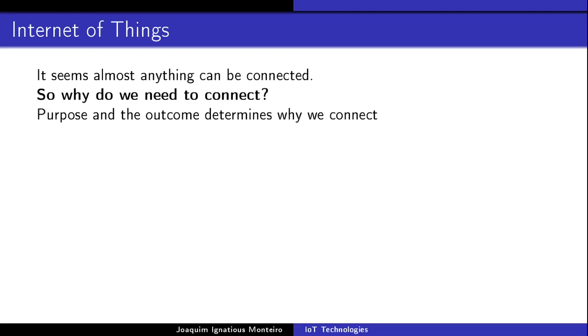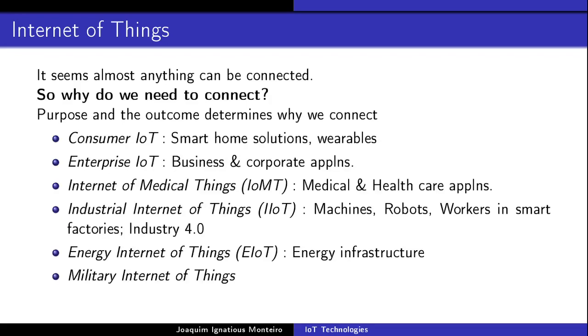So the purpose and the outcomes really matter when you talk about why we need to connect. There are different flavors of Internet of Things. In fact, everything does the same thing, but it depends on your applications. It depends on how we are using this final thing. That's the outcome.